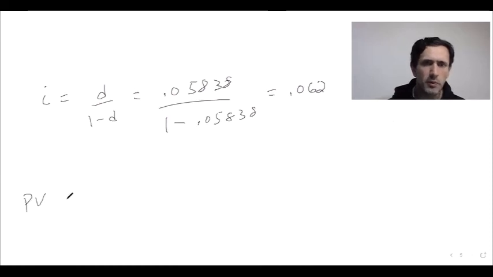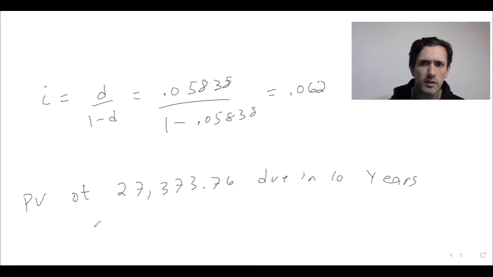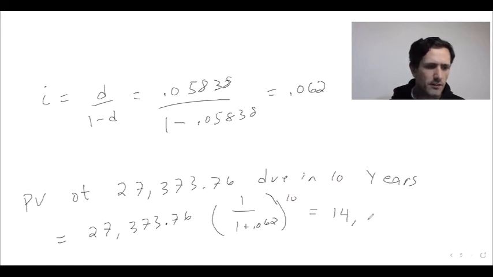Yeah, so let's check what we get. So the present value of $27,373 and 76 cents due in 10 years is going to be 27,373.76 times 1 over 1 plus 0.062 to the 10th, and we get 15, right, we get 14,999 and 93 cents, just due to the rounding in getting I here.